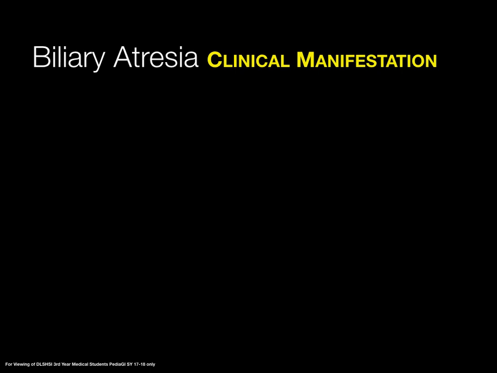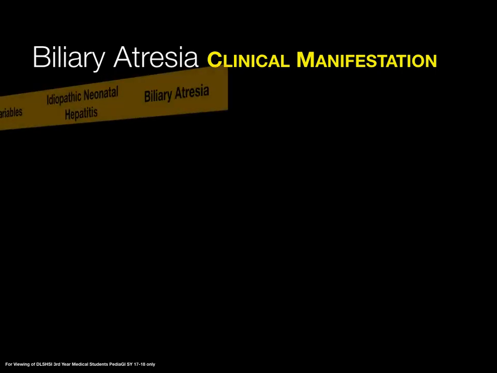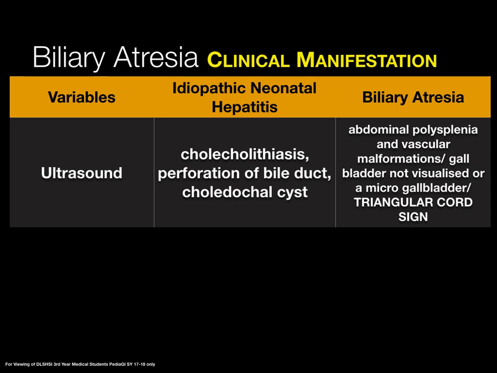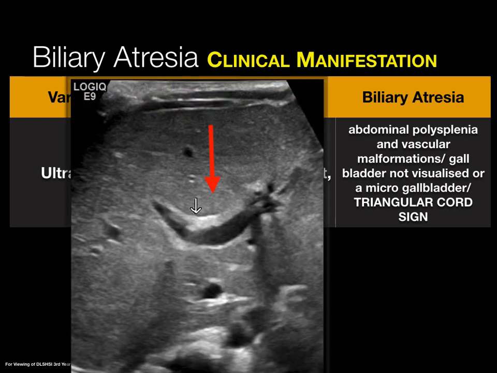There is no single diagnostic modality best for diagnosing biliary atresia. Diagnostic schemas incorporate clinical, historical, biochemical, and radiologic features. For ultrasound, there can be abdominal polysplenia and vascular malformations. Gallbladder is not visualized or there is a microgallbladder, and there is the triangular cord sign. It represents a cone-shaped fibrotic mass cranial to the bifurcation of the portal veins.